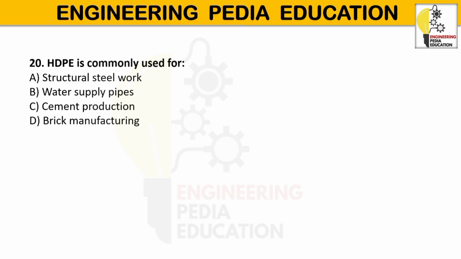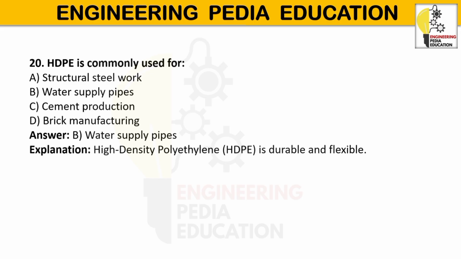HDPE is commonly used for structural steel work, water supply pipe, cement production, brick manufacturing. So the correct answer is water supply pipe. High density polyethylene, HDPE, is durable and flexible. HDPE is a thermoplastic polymer known for its high strength, low weight, and excellent resistance to chemicals and moisture.